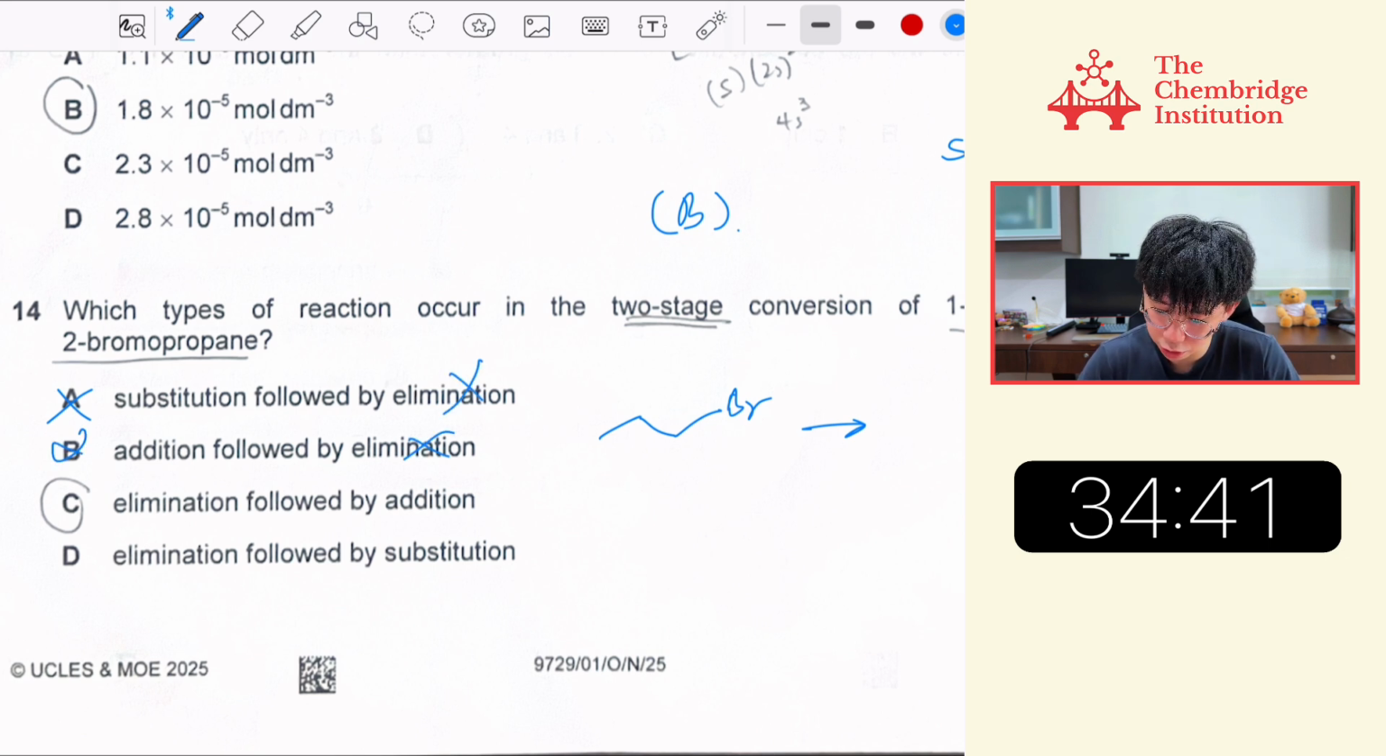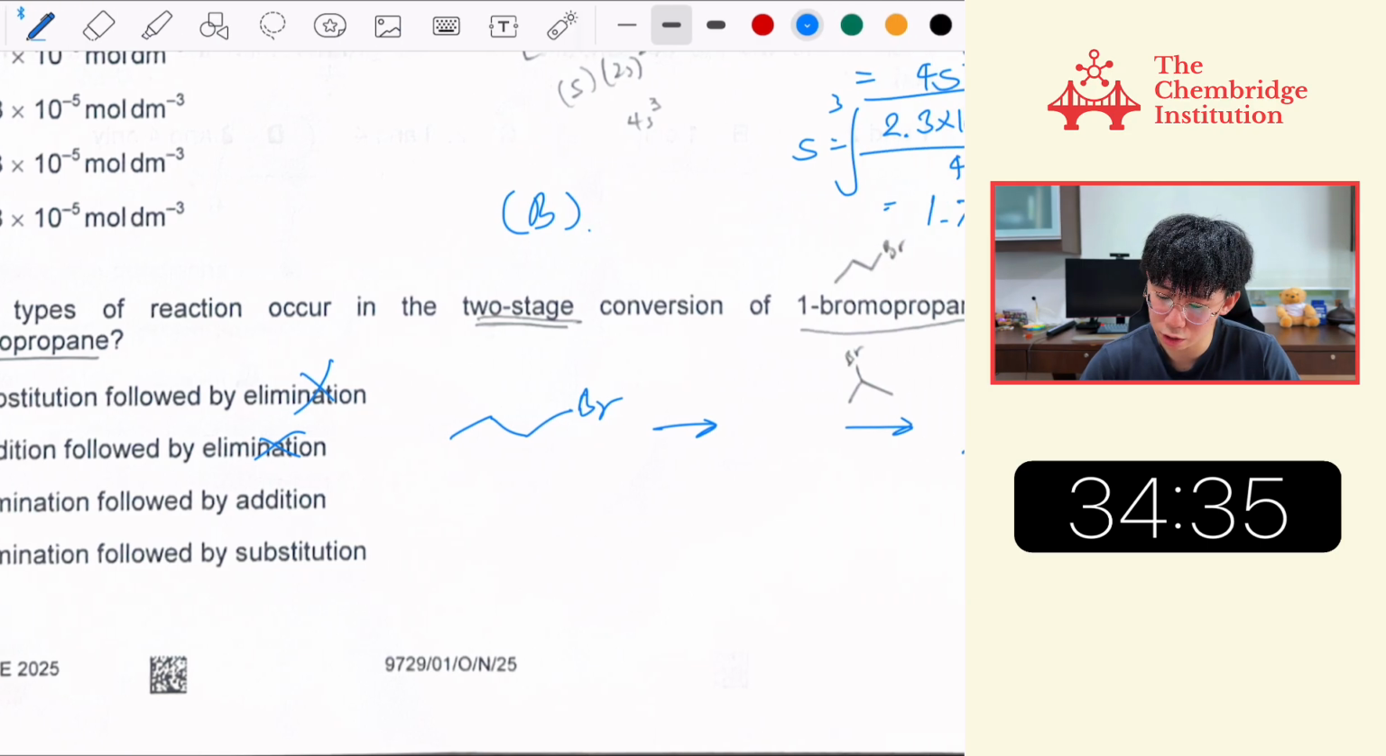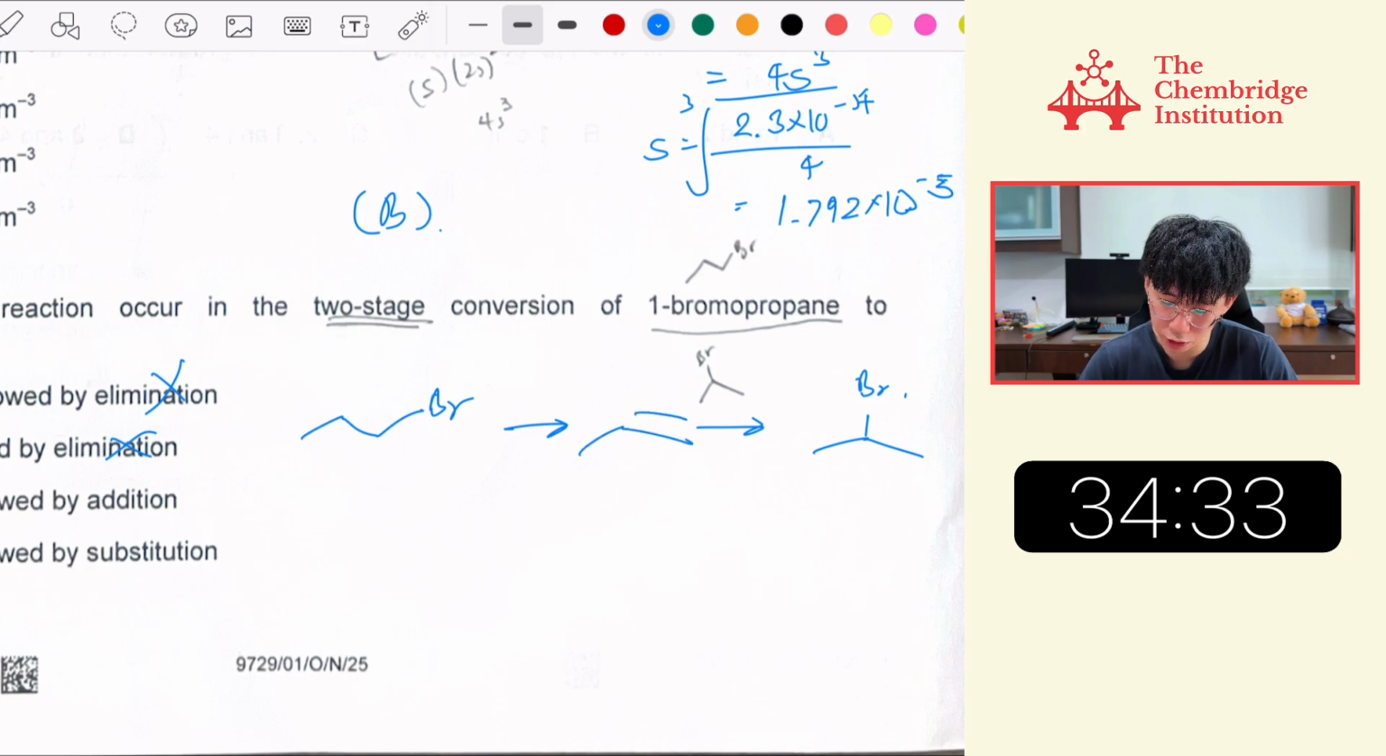Okay, C, elimination followed by addition: form the double bond, and then you do electrophilic addition. This looks correct, yeah, because maybe I can form like this, and then I do addition. And then elimination followed by substitution. This looks wrong. Okay, yep, pretty straightforward question.